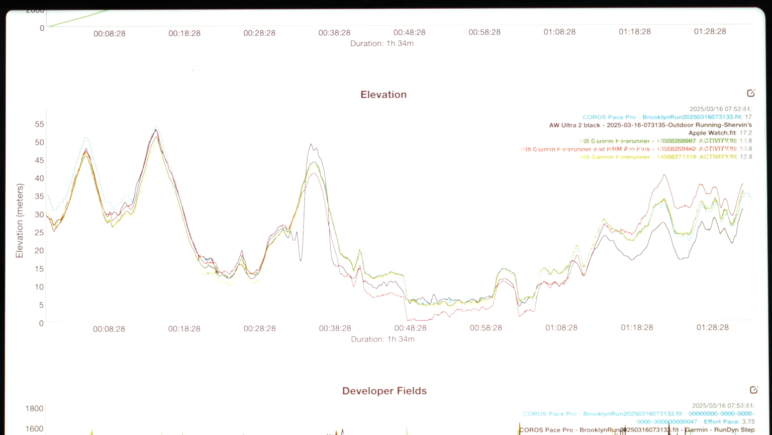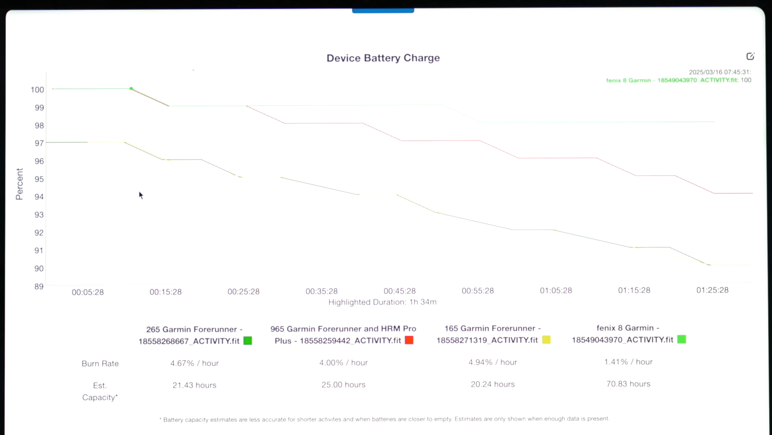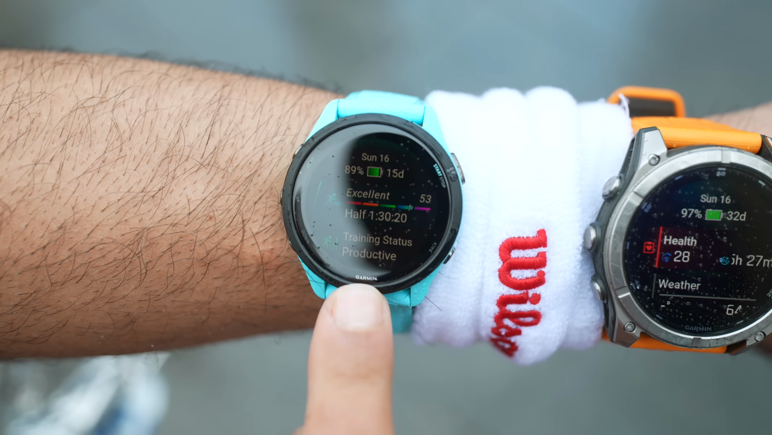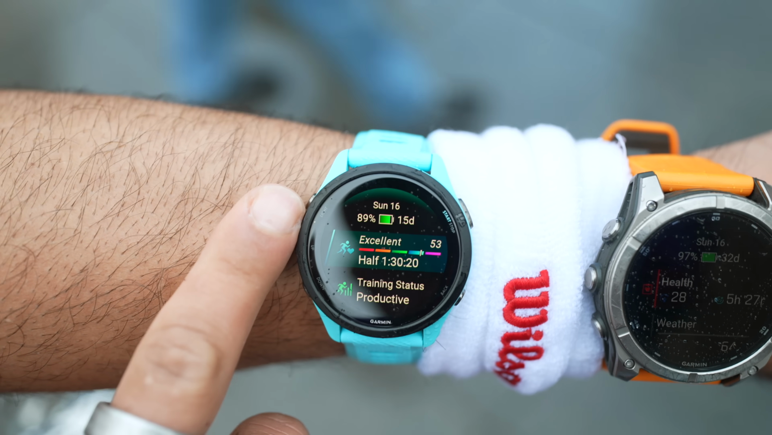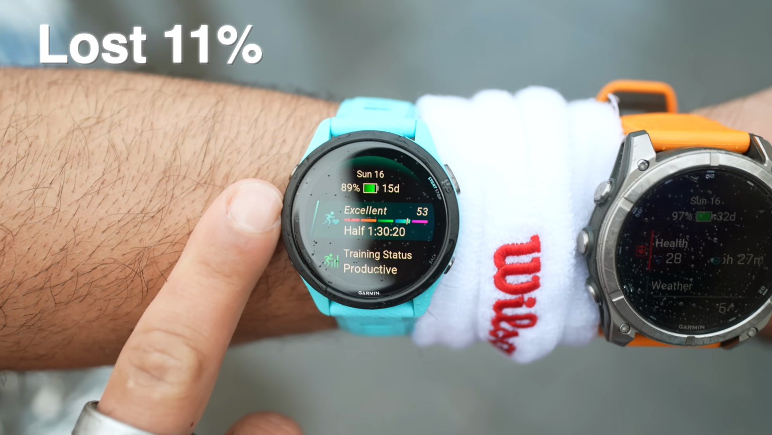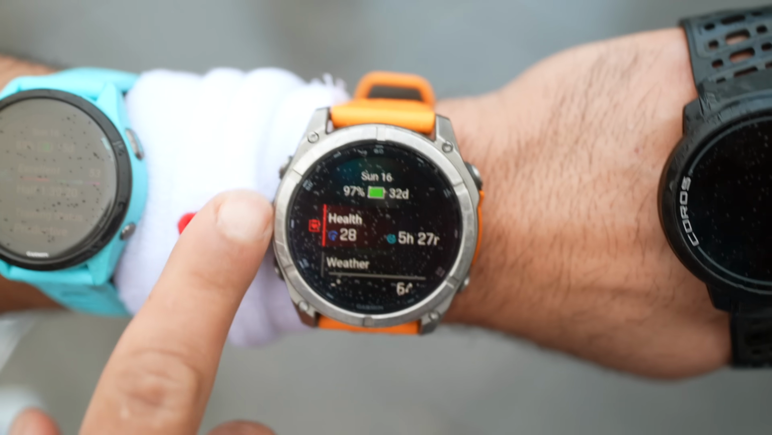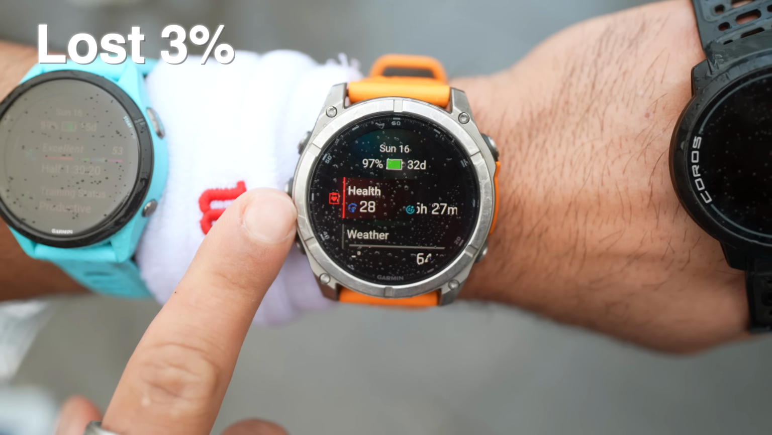But when it comes to the overall trend, they all trended in the same direction. We have a whole bunch of developer fields. Device battery charge. So what about battery? All right, this is the Garmin 265. It looks like we went from 100% to 89%, so 11% battery loss on the Garmin 265. Garmin Fenix 8, we went from 100% to 97%, so we lost 3% of battery on the Garmin Fenix 8.